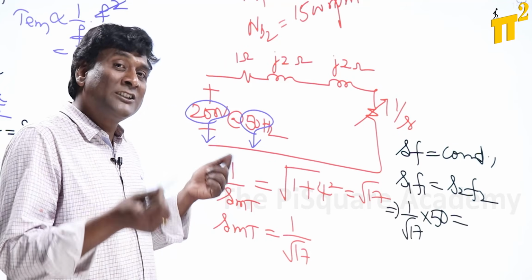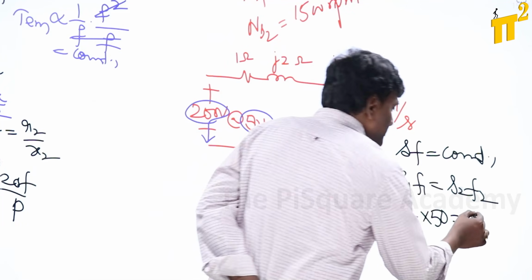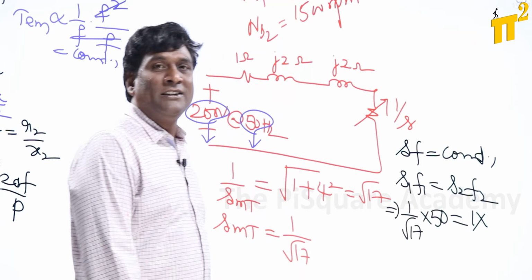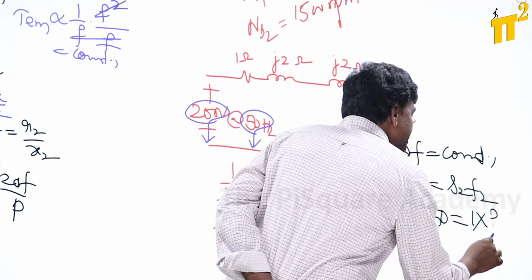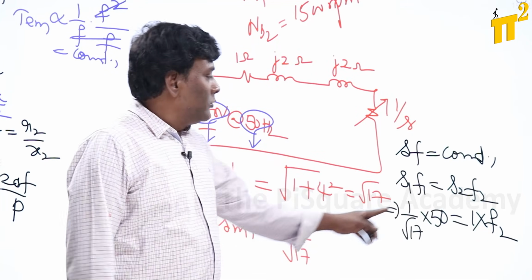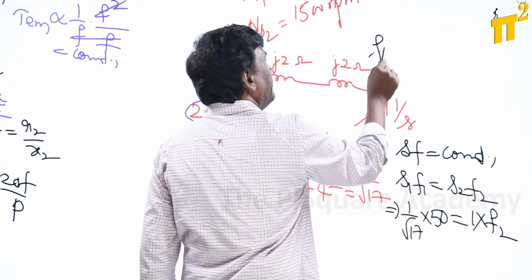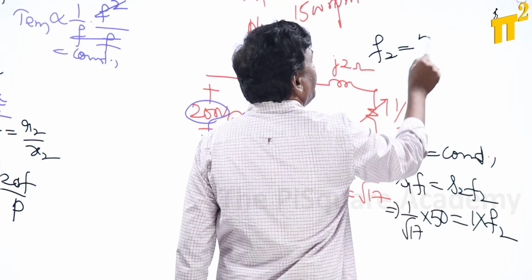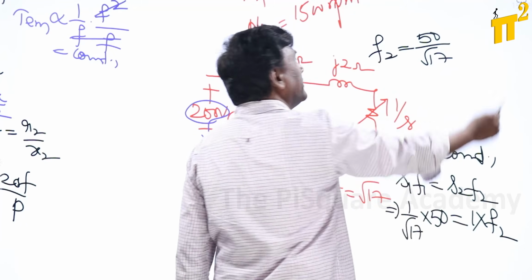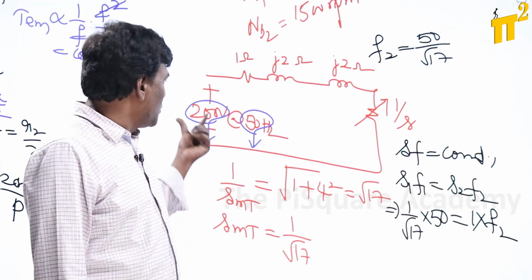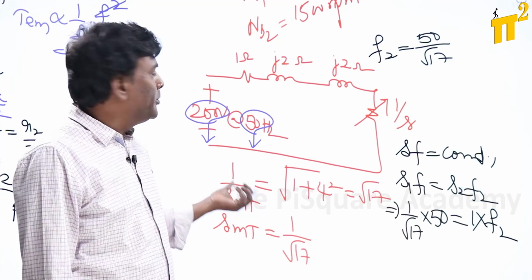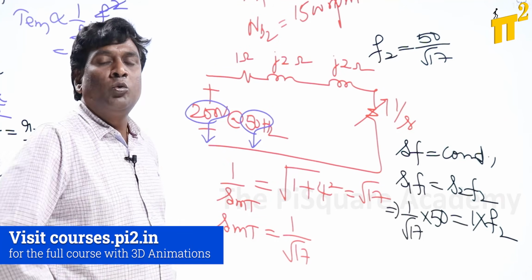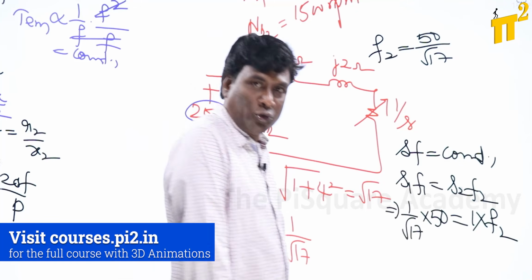They want to have maximum pull-out torque at starting only. So S2 is 1, into what is the frequency in the second case? We have to find. So how much is the frequency here? Frequency should be equal to 50 by root 17. Or if you want voltage also, in the same ratio voltage also should be reduced, such that 200 divided by under root of 17 is going to be the answer.